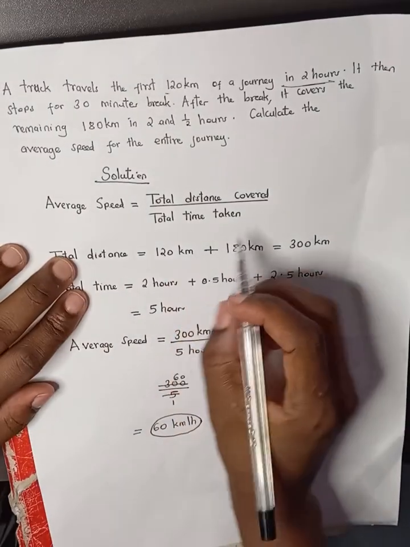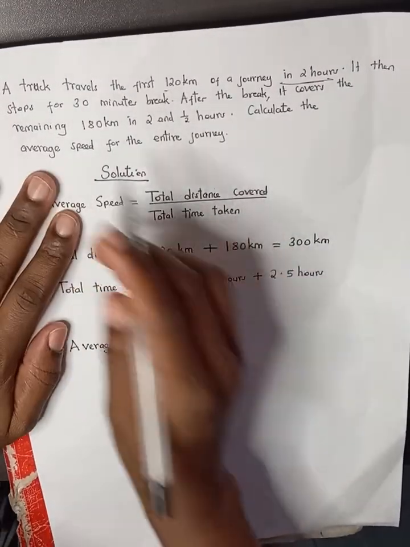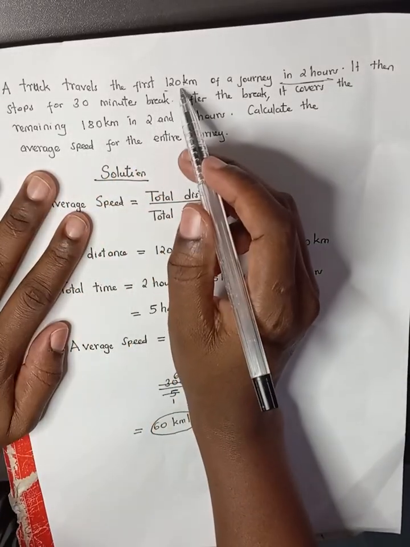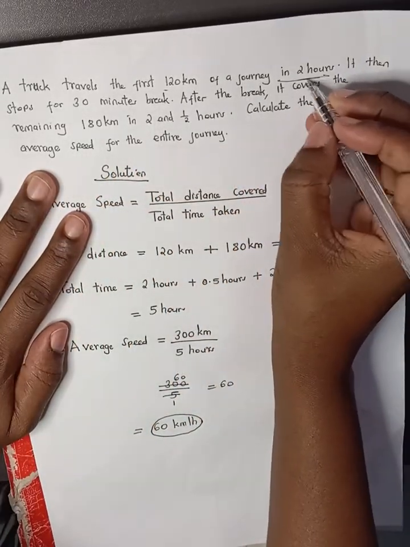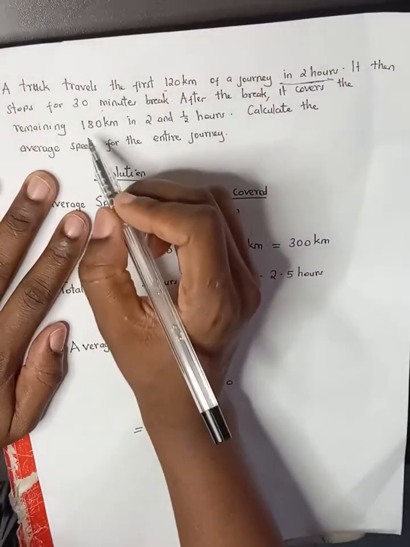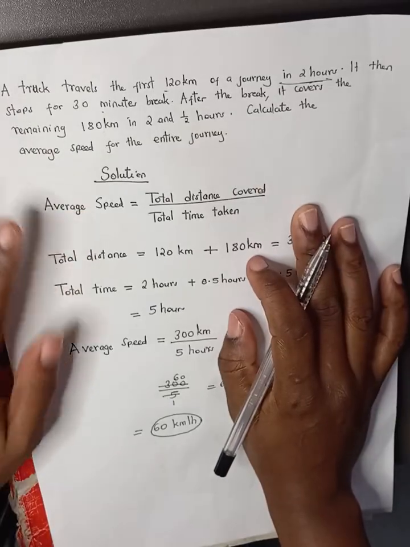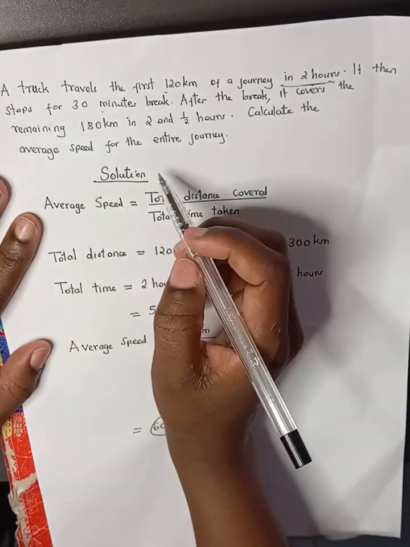Average speed is the total distance covered over the total time taken. So for this question, we are given that the truck travels the first 120 kilometers in 2 hours, and then it stops for 30 minutes. Then it continues with the journey for the remaining 180 kilometers in 2.5 hours. We have to calculate the average speed of the journey.